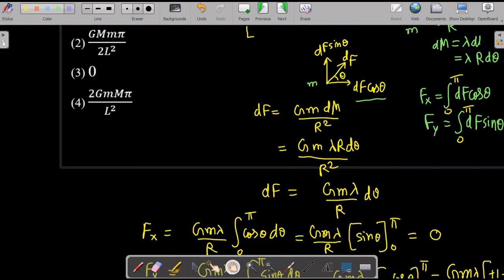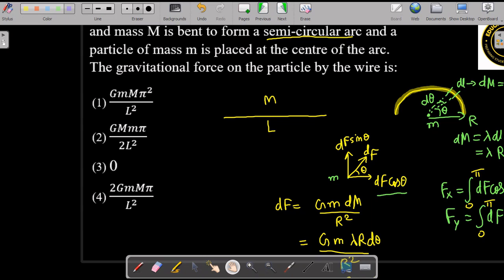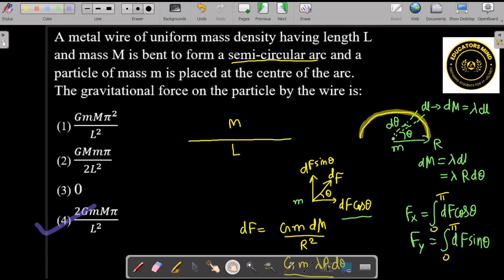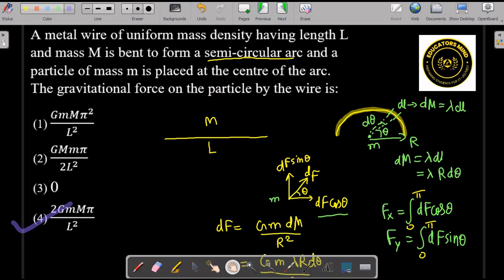So finally we can see that this is what we are getting, isn't it? Let us choose the option 2 pi G M m by L square, right? Option number 4. Okay, so such types of questions are also coming in JEE Main, where you have to derive a little bit and then you can do that. Okay, let's move to the next question.